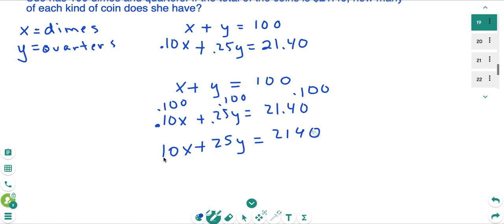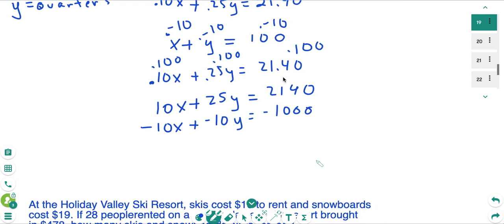Now, in looking at this equation, I know what I need to multiply up here. I'm going to multiply my first equation by negative 10. Negative 10 will create my zero pair. So I have negative 10x plus negative 10y is equal to negative 1,000. I'm going to zero pair out. That leaves me with 15y is equal to 1140. Divide by 15, divide by 15, y is equal to 76.